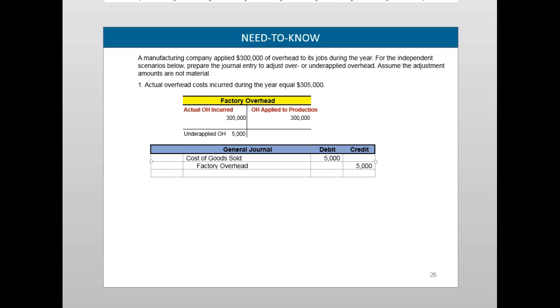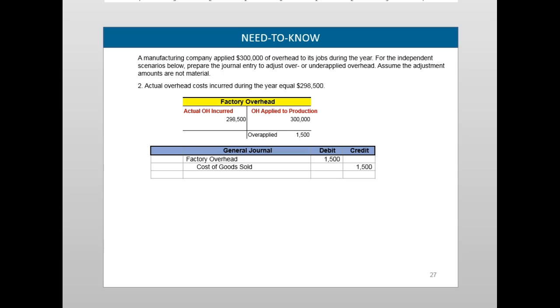So let's go look at another one. What do we got here? This is on the other side. This is where I've applied $300,000, but I only needed to apply $298,500. So I've over-applied. So now I need to decrease my cost of goods sold and balance out this account.